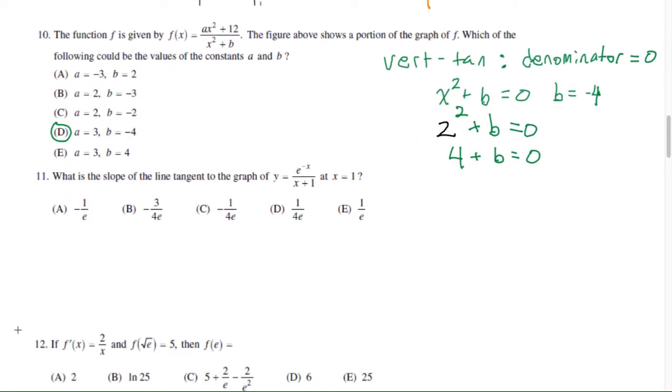All right, number 11. What is the slope of the line tangent? Even though it says line tangent, you're only looking for the slope, which means you're only taking the derivative and plugging in 1. So first, I needed to find y prime. Oh, we have something on the top, something on the bottom, which means I'm using that quotient rule. Quotient rule is what again?